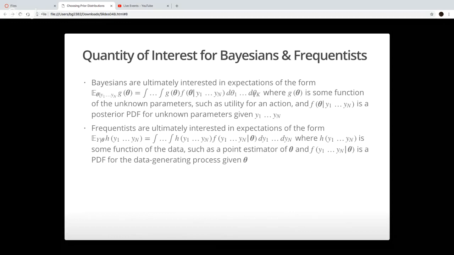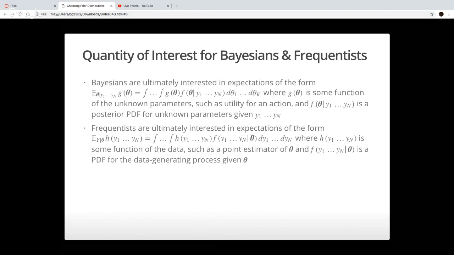And so that is the integral of the H function, weighted by the PDF or PMF of the data conditional on the parameters, and integrated over the possible values that the data could take. So in the case of Bayesian inference, we're integrating over the parameter space. In the case of frequentist inference, we're taking expectations by integrating over the sample space, omega. So we're doing these integrals with respect to what the data could be, conditional on the parameters.